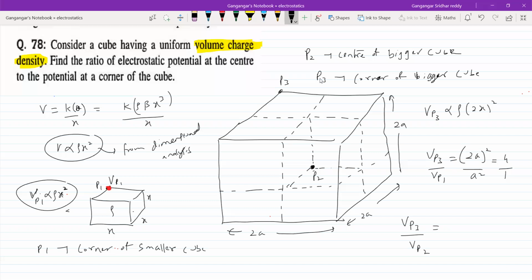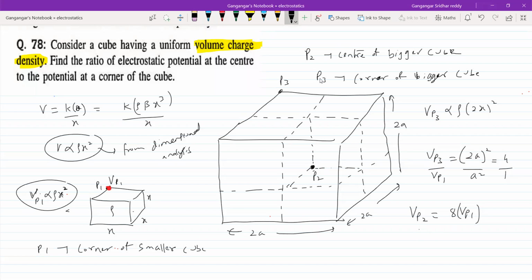What is VP2 now? It will become the corner of those 8 cubes, no? The point P2 will become the center of the bigger cube, and moreover it will be symmetric. The potential will be similar to this, so I should add up 8 VP1. I'm directly jumping to how to predict VP2. I'll directly write 8 VP1. Any reason for that? P2 will become a corner for those 8 smaller cubes of side length A that we assumed. Potential is a scalar quantity, all are positively charged, so I just take the sum. VP1, we know it. So VP2 equals this much.